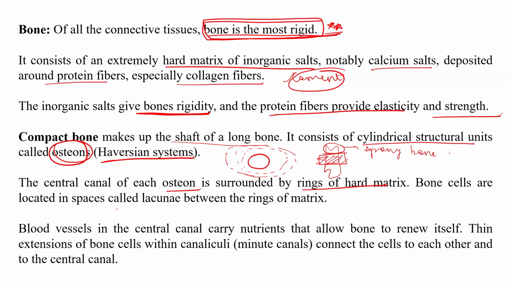Bone cells are located in spaces called lacunae between the rings of the matrix. The bone cells are known as the osteocytes. So osteocytes are the bone cells, chondrocytes are the cartilage cells. Blood vessels in the central canal carry nutrients that allow bone to renew itself. Thin extensions of bone cells within canaliculi, which are minute canals, connect the cells to each other and to the central canal. So this is the basic structure that we have discussed.